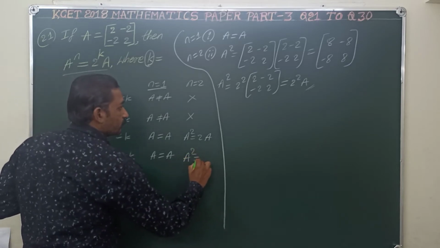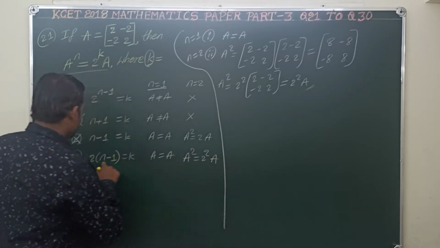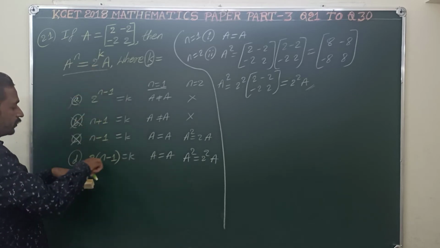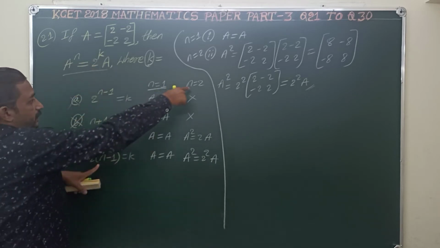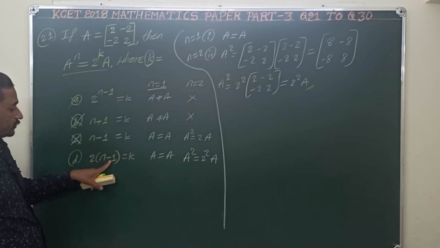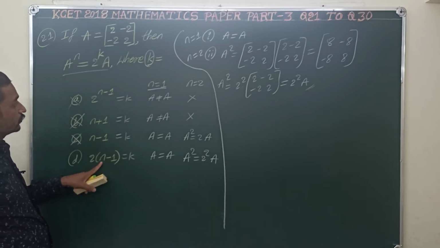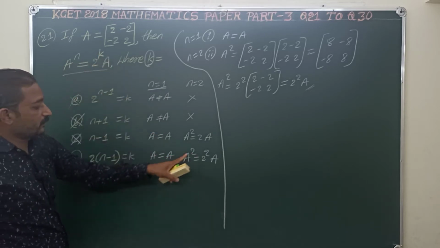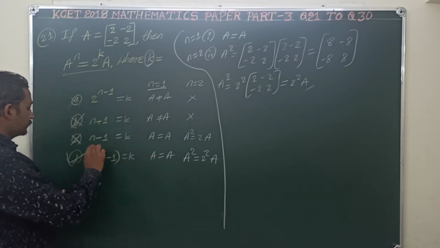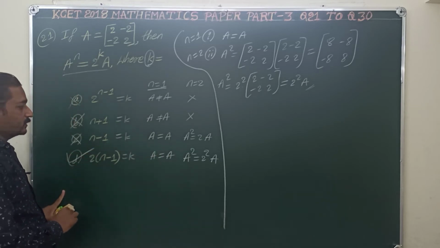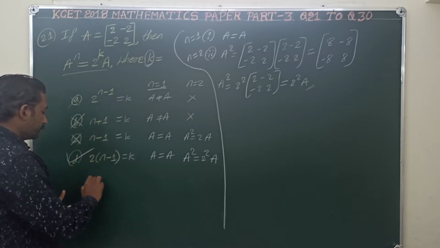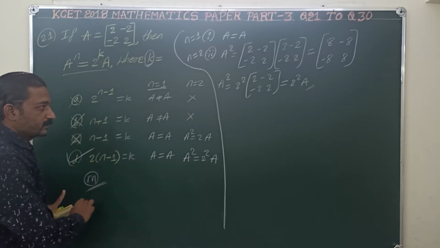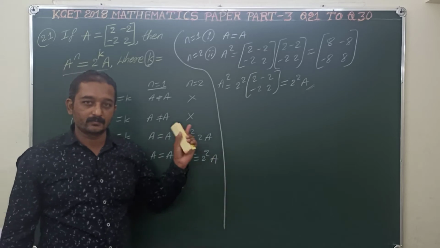This one is correct. A square is equal to 2 square into A. Put k is equal to 2 into n minus 1 and n is equal to 2: 2 minus 1 is 1, 2 ones are 2, and 2 to the power of 2 is obtained. It is the correct option. So option D is correct in this case. Options A, B, C are wrong. This is a moderate problem. Few students attend this question easily.